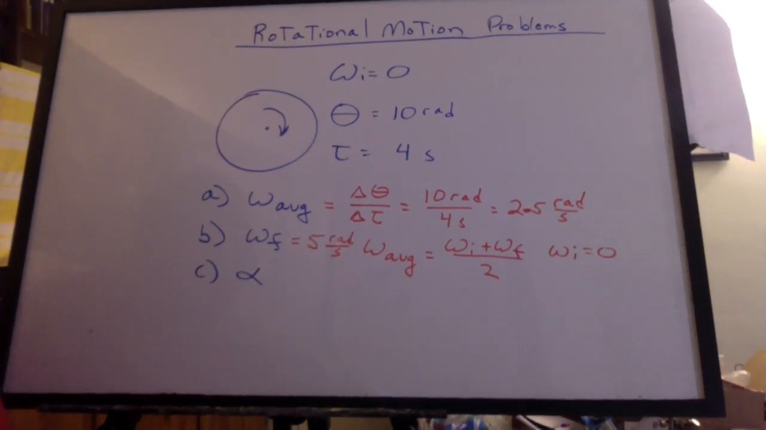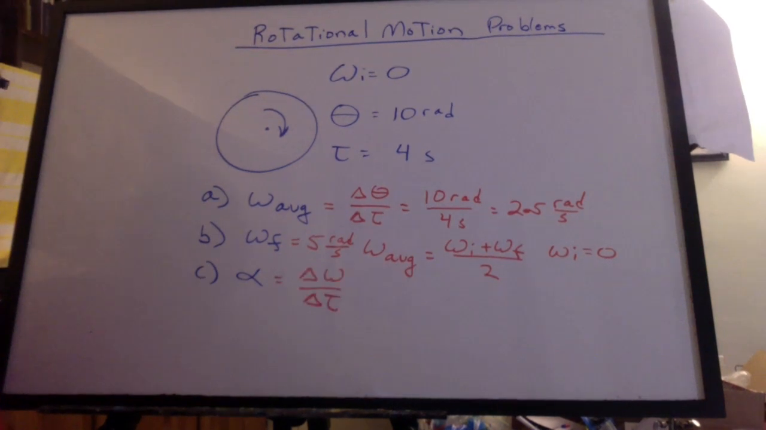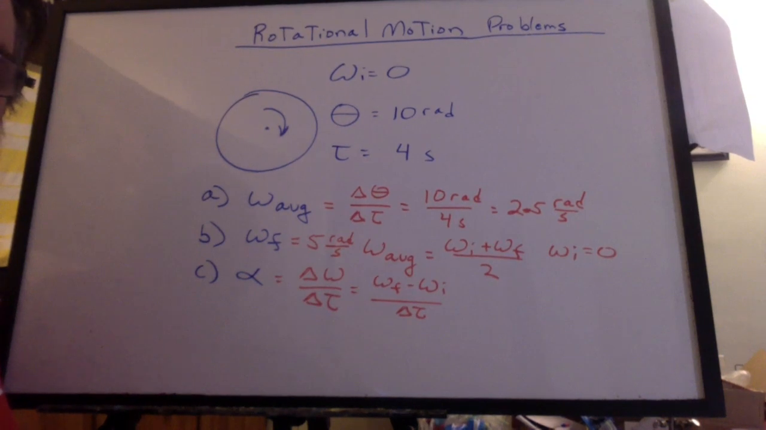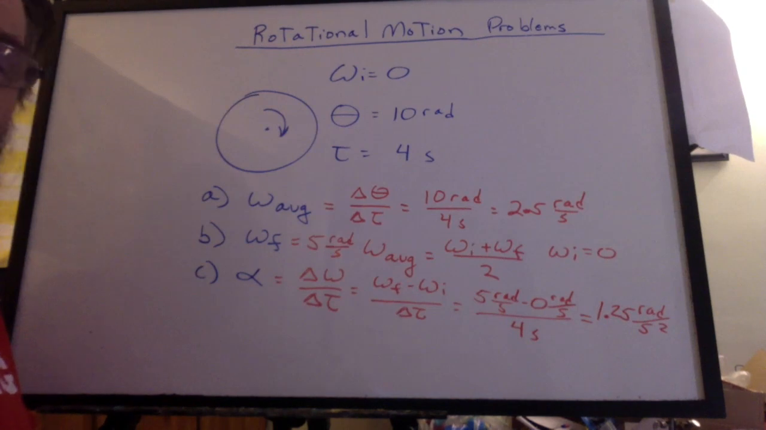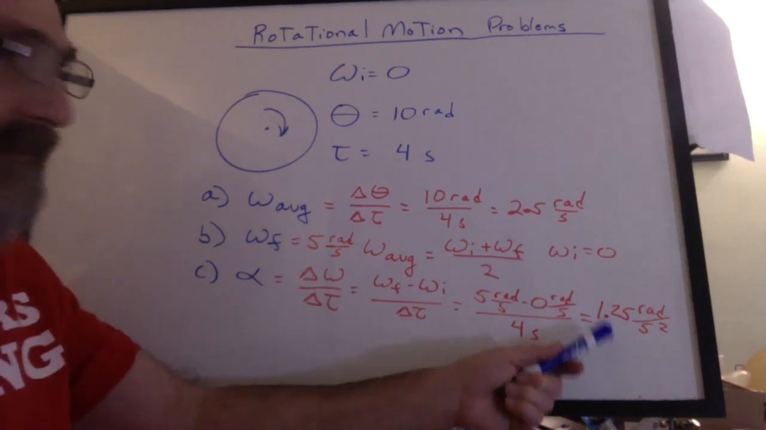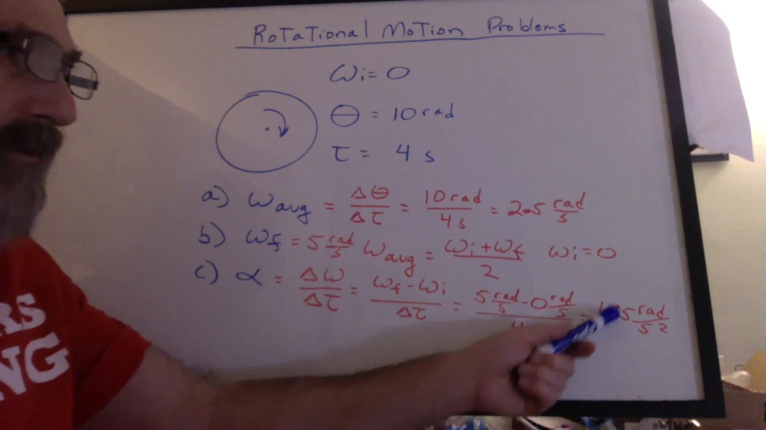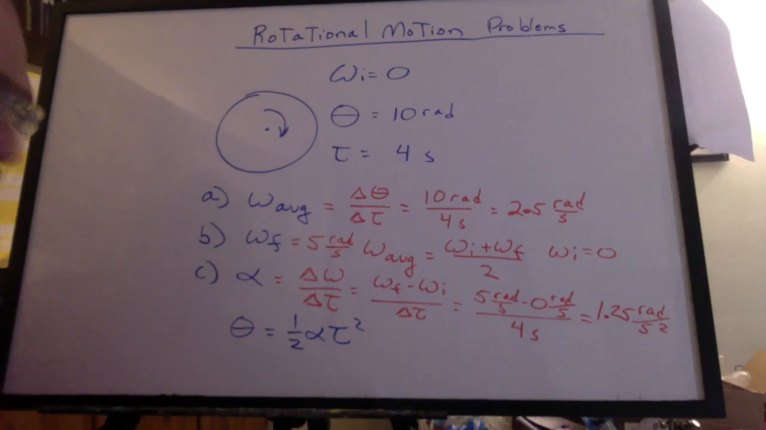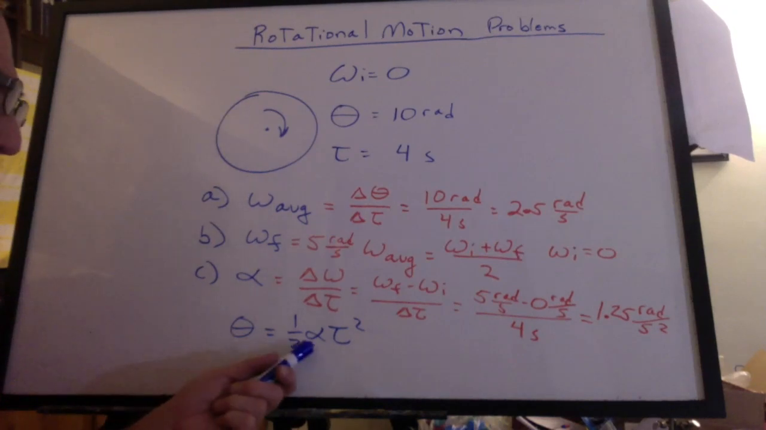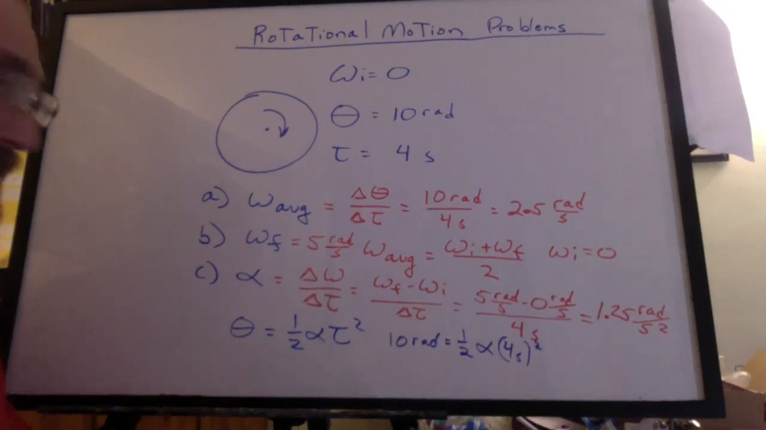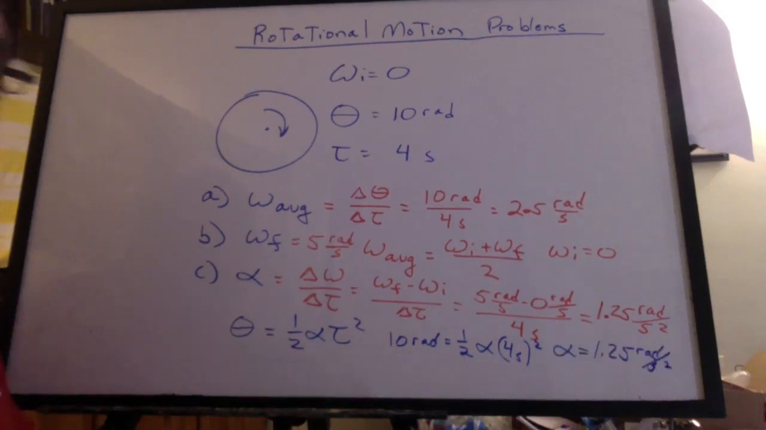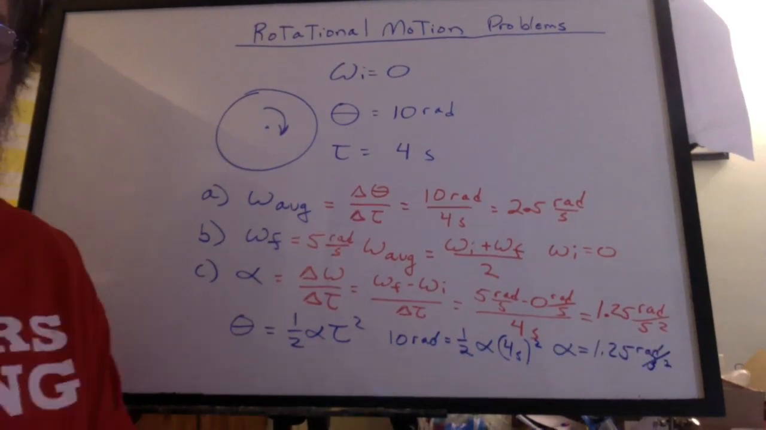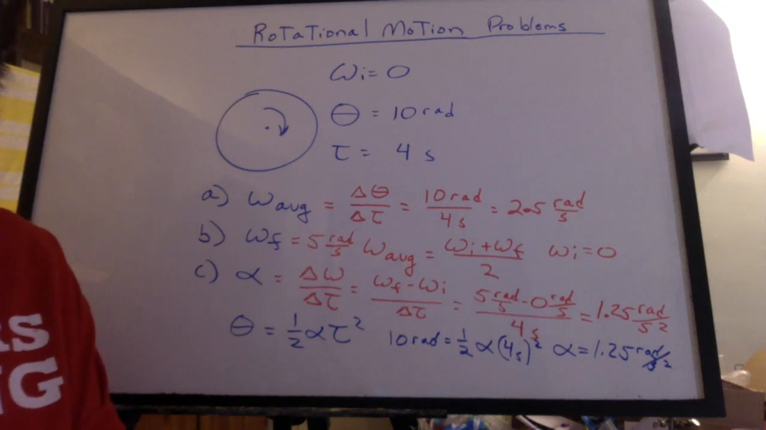What's the angular acceleration? That's the change in angular velocity over the change in time. We have both the initial and the final angular velocities. Plugging in the numbers, we get 1.25 radians per second squared. That means we're going to gain 1.25 radians per second every second. We're speeding up. Could we have also said theta equals 1/2 alpha t squared? Plug in all your values. Hey, it all works. You'll see plenty more like these on the worksheets. Go practice.